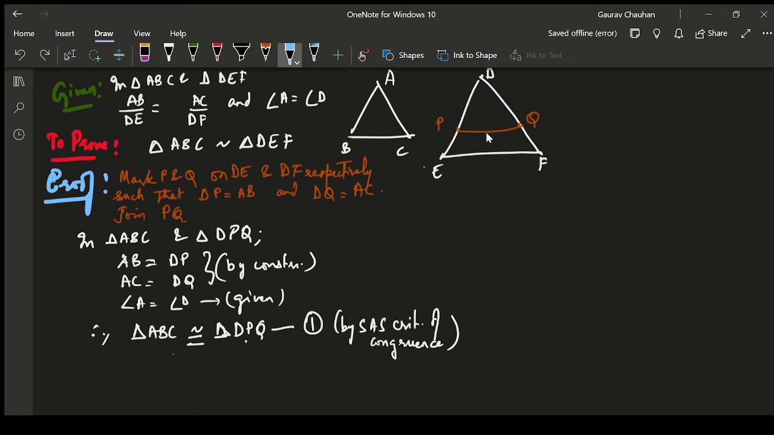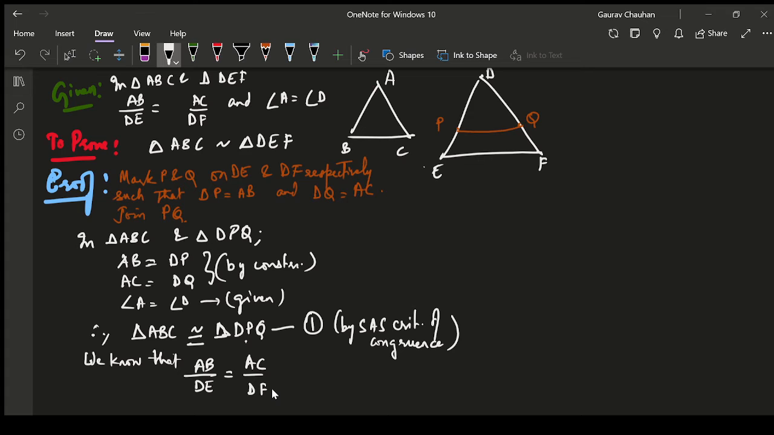Right. Now we know, let's look at this particular ratio which has been given to us. AB by DE is equal to AC by DF. All right. Let's start with that actually, and then we'll go ahead. Okay. Now it's given. We can write, we know that AB by DE is equal to AC by DF.